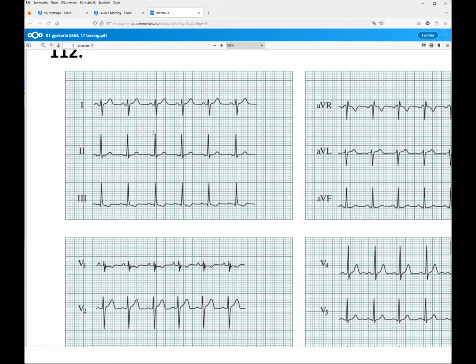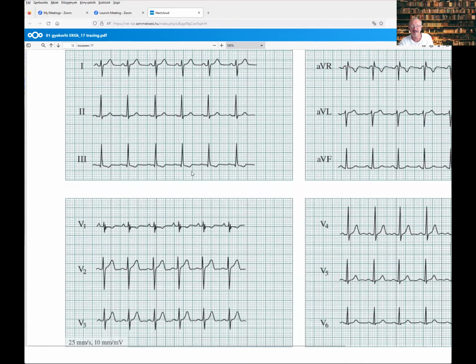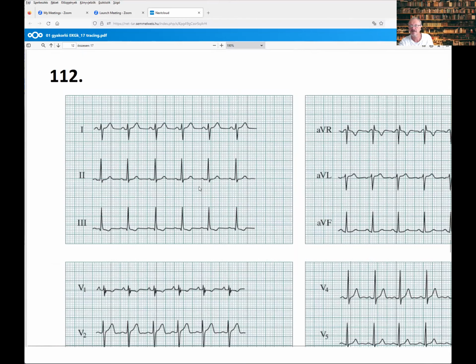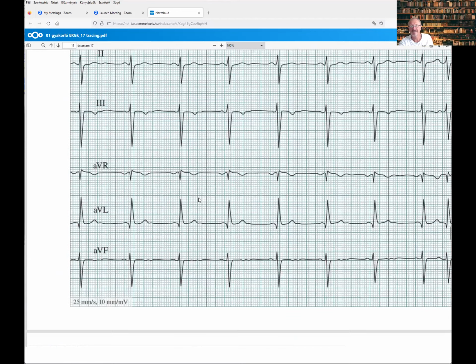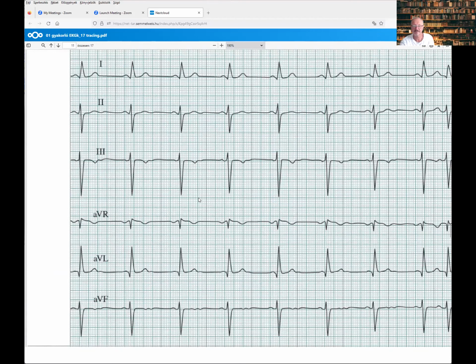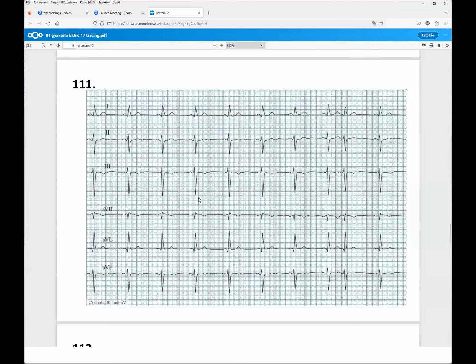Okay. Okay, good. Anybody else for the first? Can I do 111? Why not? So I think it's rhythmic, this one, and for the heart rate, I used the rule of 300 and it counted five boxes. So that would make it about 60 beats per minute.